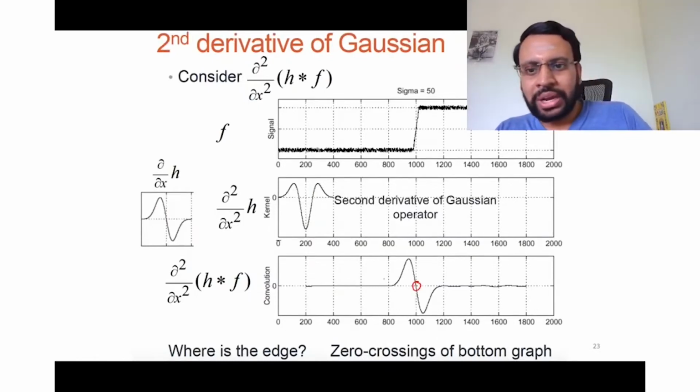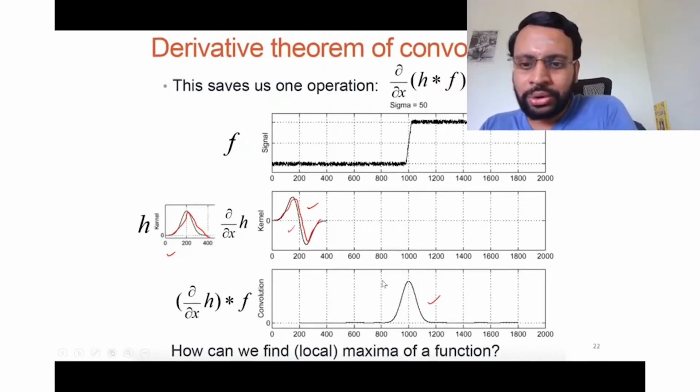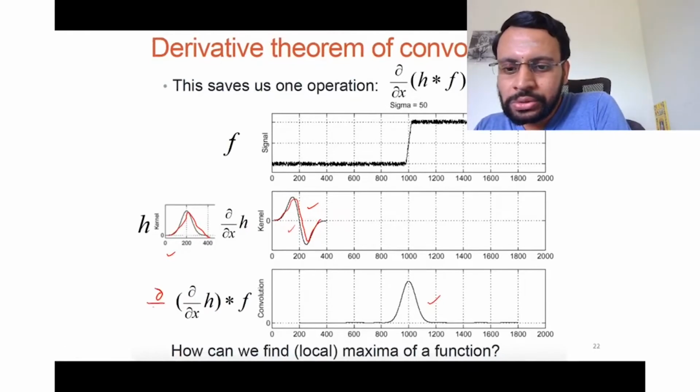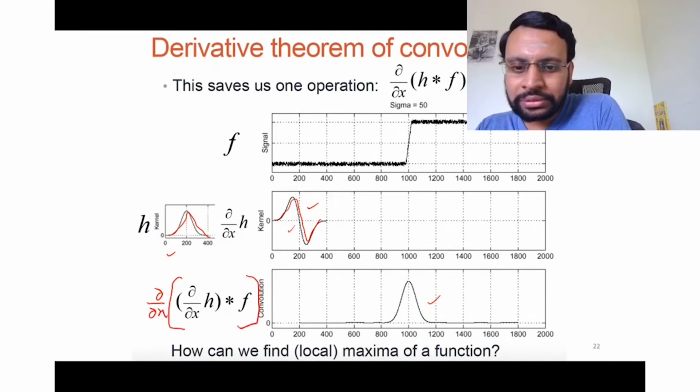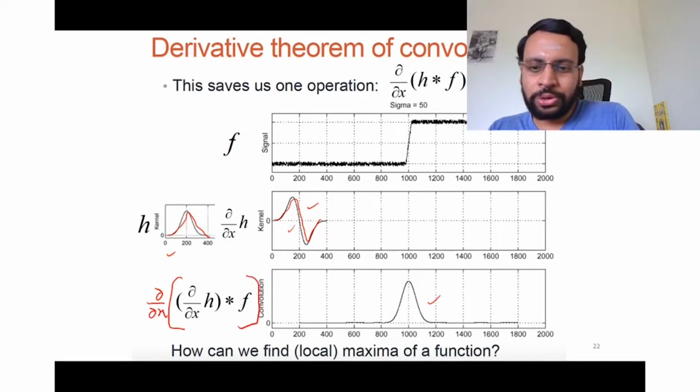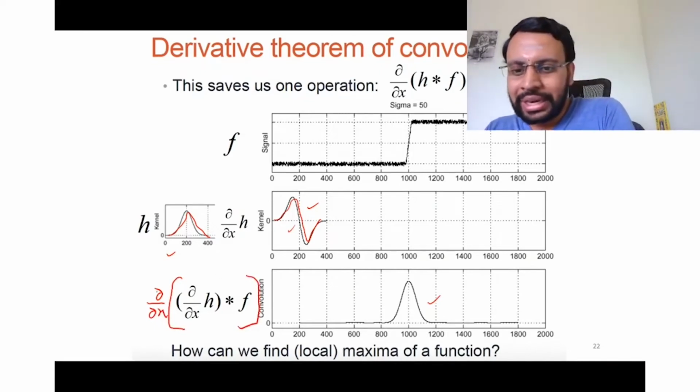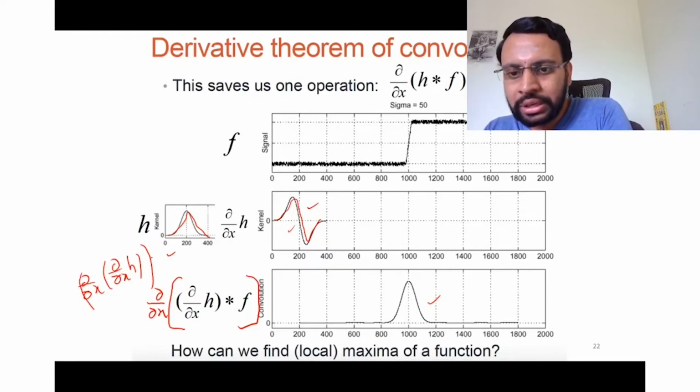So what is it that we have to do here? You want to take ∂/∂x of the whole thing. Again you use the associative property. This I could write as ∂/∂x of (∂/∂x of H), the whole thing convolved with F.